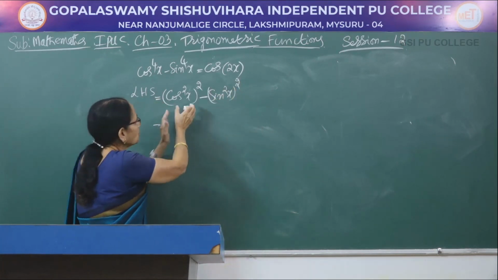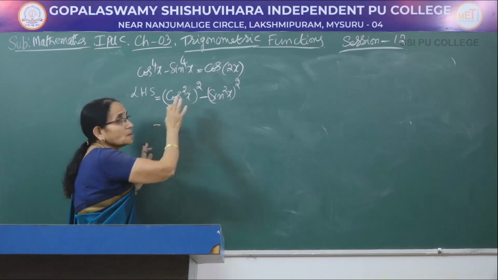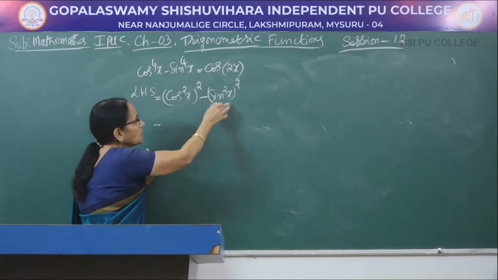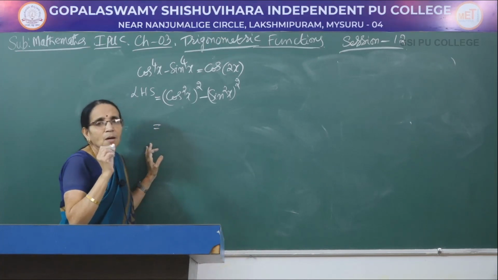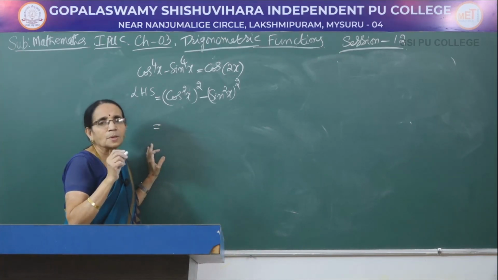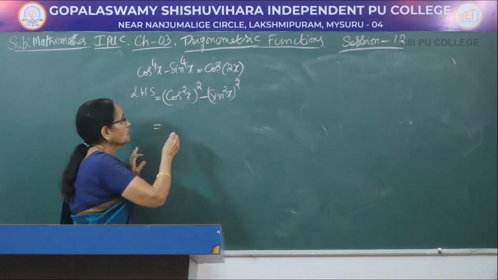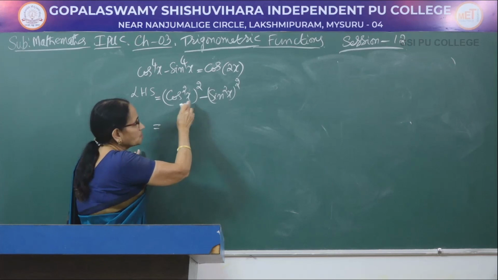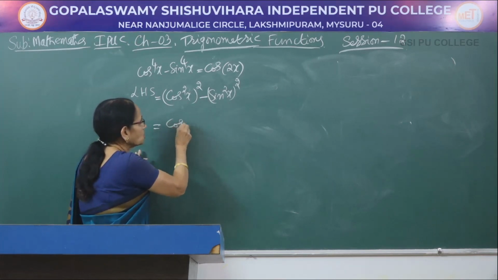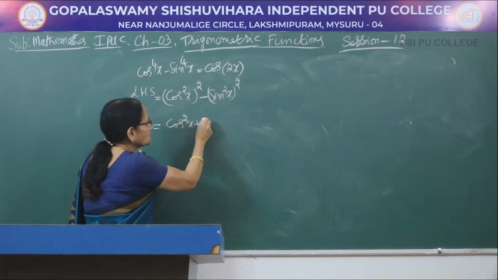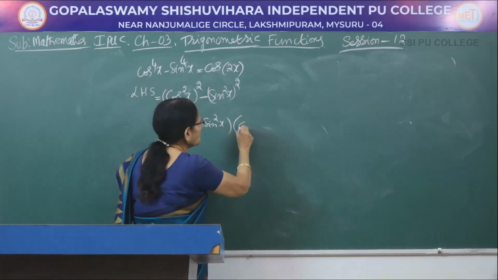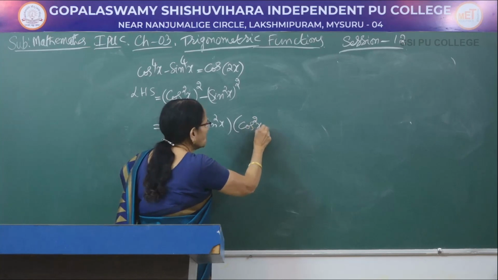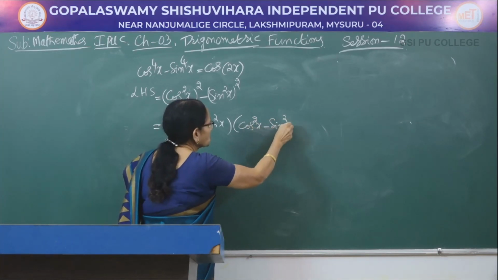Now, look at this one. Forget about the square of cos square x. Take it as a square minus b square. It resembles the high school algebraic formula a square minus b square, which can be factorized as a plus b into a minus b. A means cos square x, b means sin square x. So, a plus b means cos square x plus sin square x. A minus b means cos square x minus sin square x.